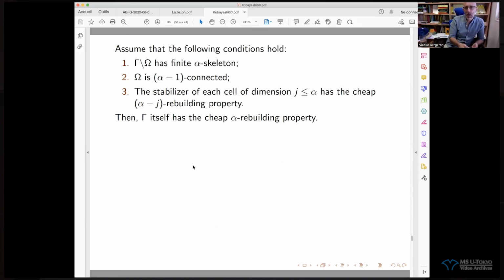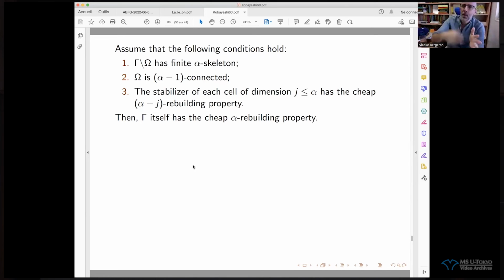Coming back to the construction where gamma acts on the space omega with stabilizers. Suppose that the quotient omega mod gamma, so you can think of it as a Tits building quotiented by SL_n(Z), but of course there are other possible situations, has finite alpha skeleton, and that omega is highly connected, alpha minus 1 connected. So these are really basic things, and now you ask something on the stabilizers. You have to ask the stabilizers to have some property to be able to bootstrap this. And here you ask that the stabilizer of a cell of dimension j, less than alpha, has the cheap alpha minus j rebuilding property. So you know how to rebuild the fiber up to a certain degree.